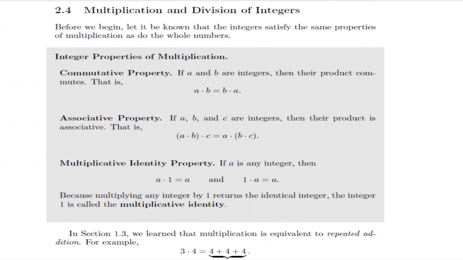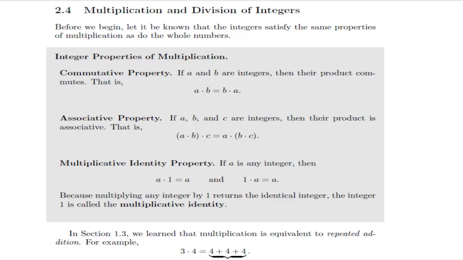Before we begin, let it be known that the integers satisfy the same properties of multiplication as do the whole numbers. And so the following we have the integer properties of multiplication. Integers satisfy the commutative property, where if a and b are integers then their product commutes, that is, a times b equals b times a. Integers satisfy the associative property. If a and b and c are integers, then their product is associative, that is, whether we group a and b or b and c, the two expressions are equal.